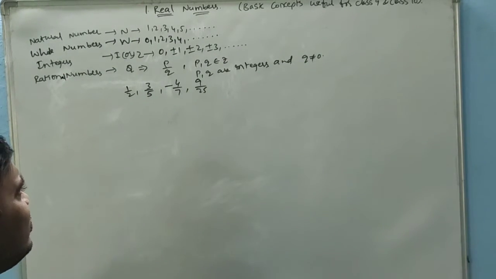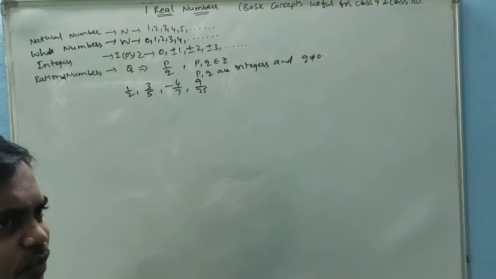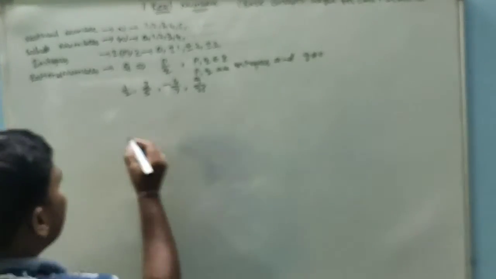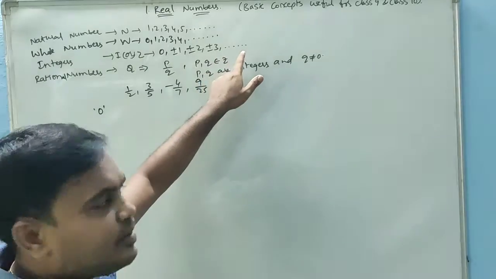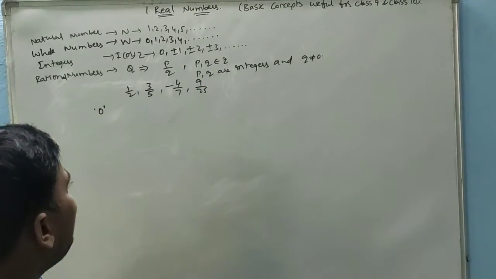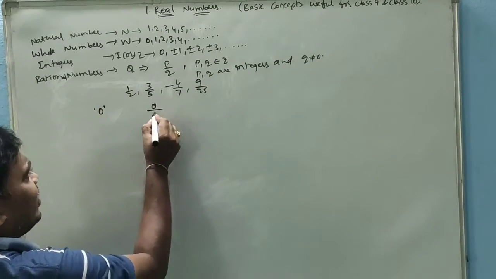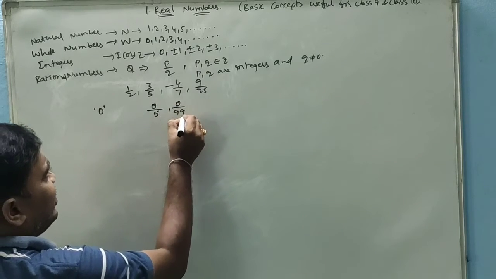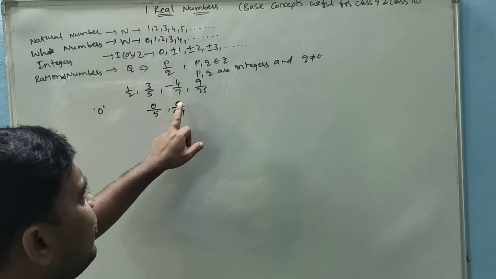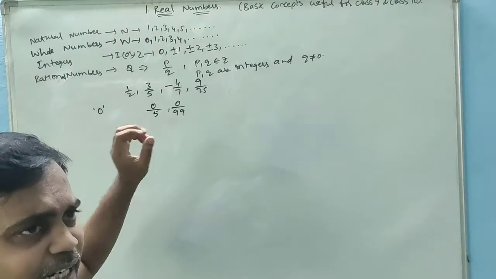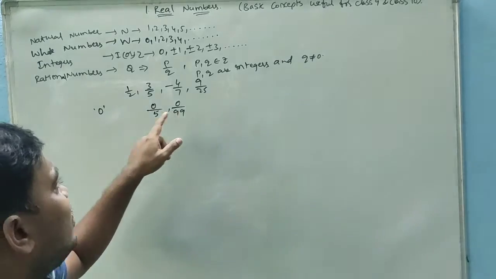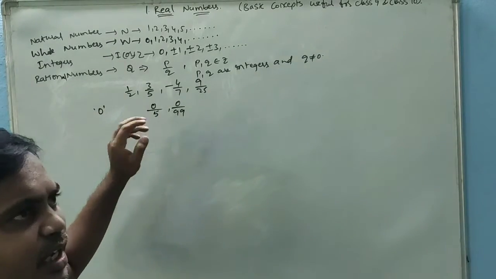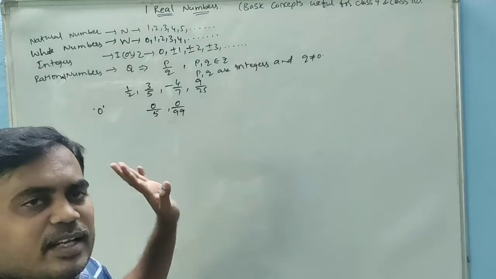Next, if we take the number 0, 0 is not a natural number, but it is a whole number, and it is also an integer. 0 can be written as 0 by 5, 0 by 99, like that. So it is in the form of p by q. The denominator won't be equal to 0, but the numerator may be equal to 0. So 0 can be represented as a rational number. 0 is a rational number.